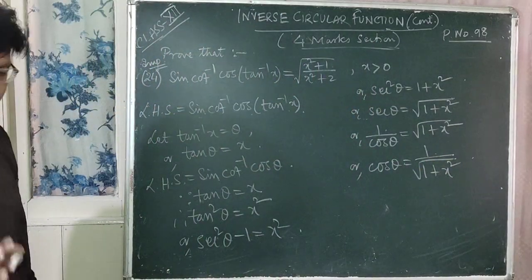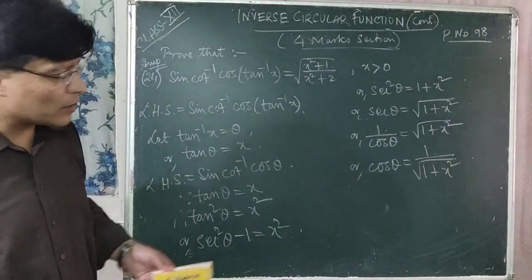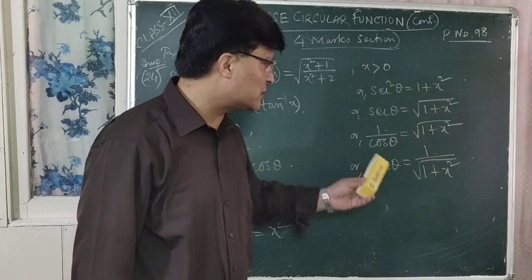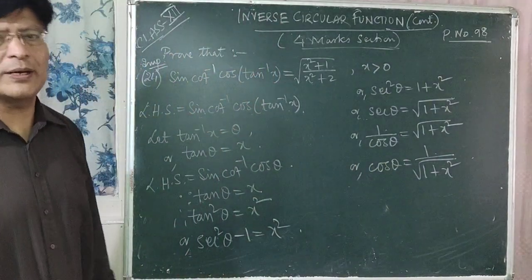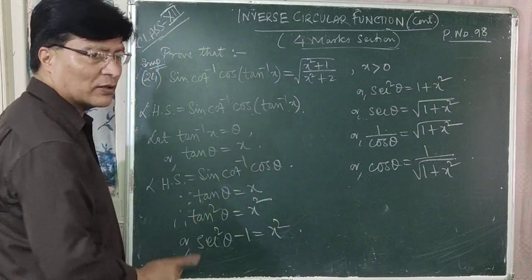Is that clear? You have understood? That is, what is the value of cos theta? We are inverting both the sides here. That is, cos theta is equal to 1 upon root over 1 plus x square. Is that clear? Now let us write it on the left hand side.